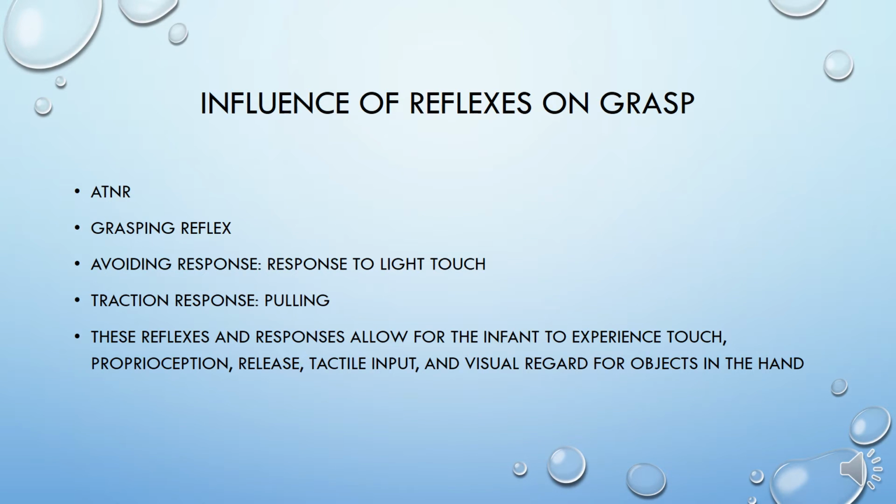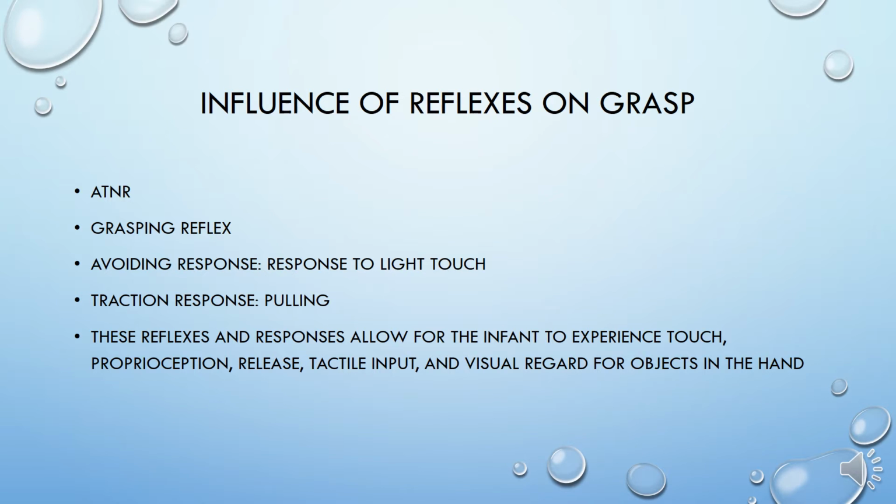Grasps are influenced by our primitive reflexes and how those are or are not integrated. We talked earlier in the semester about all the primitive reflexes. ATNR, as you remember, is the reflex that allows you to reach and touch what you're looking at. So that is the beginning of grasping, because the child is going to turn to look at something. Their ATNR is going to cause them to touch it, and then they're going to attempt to grasp it.